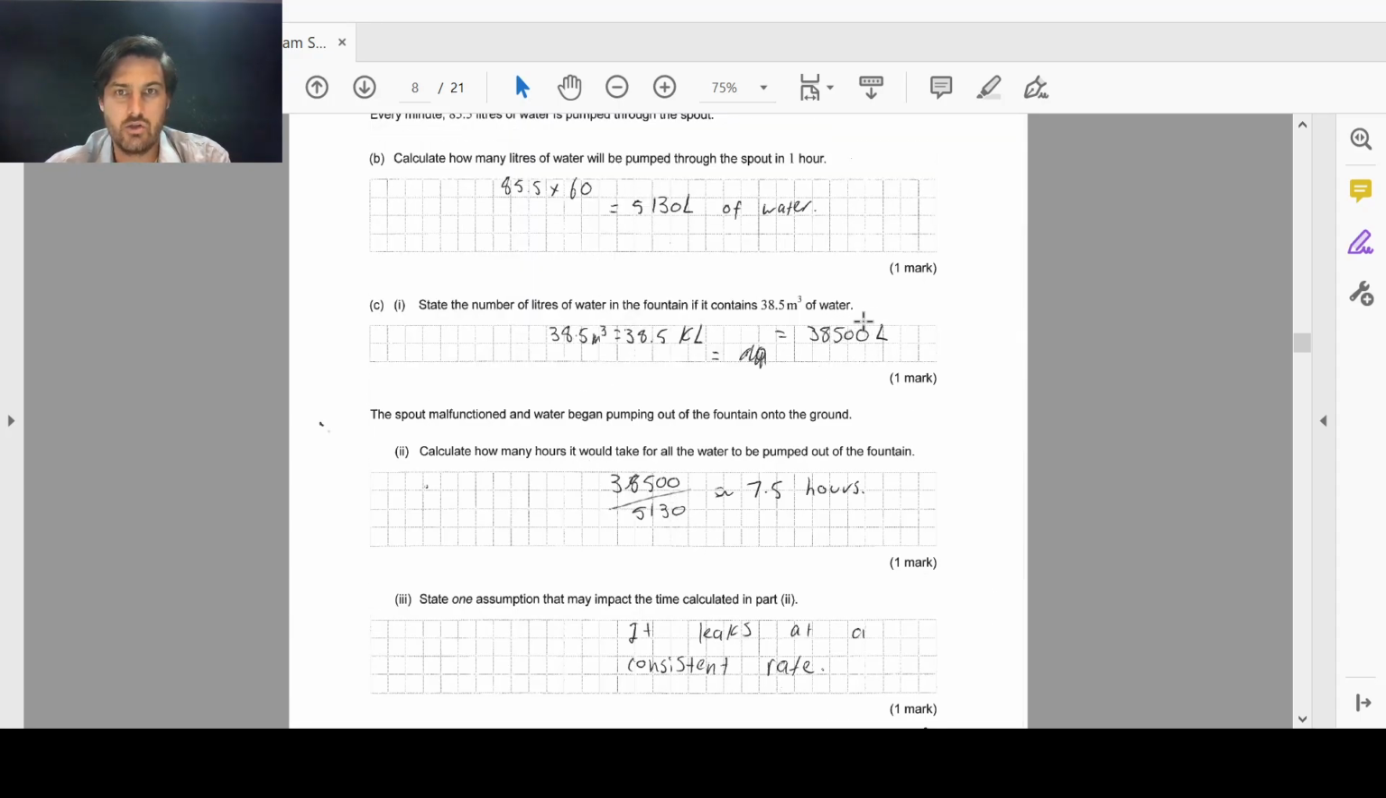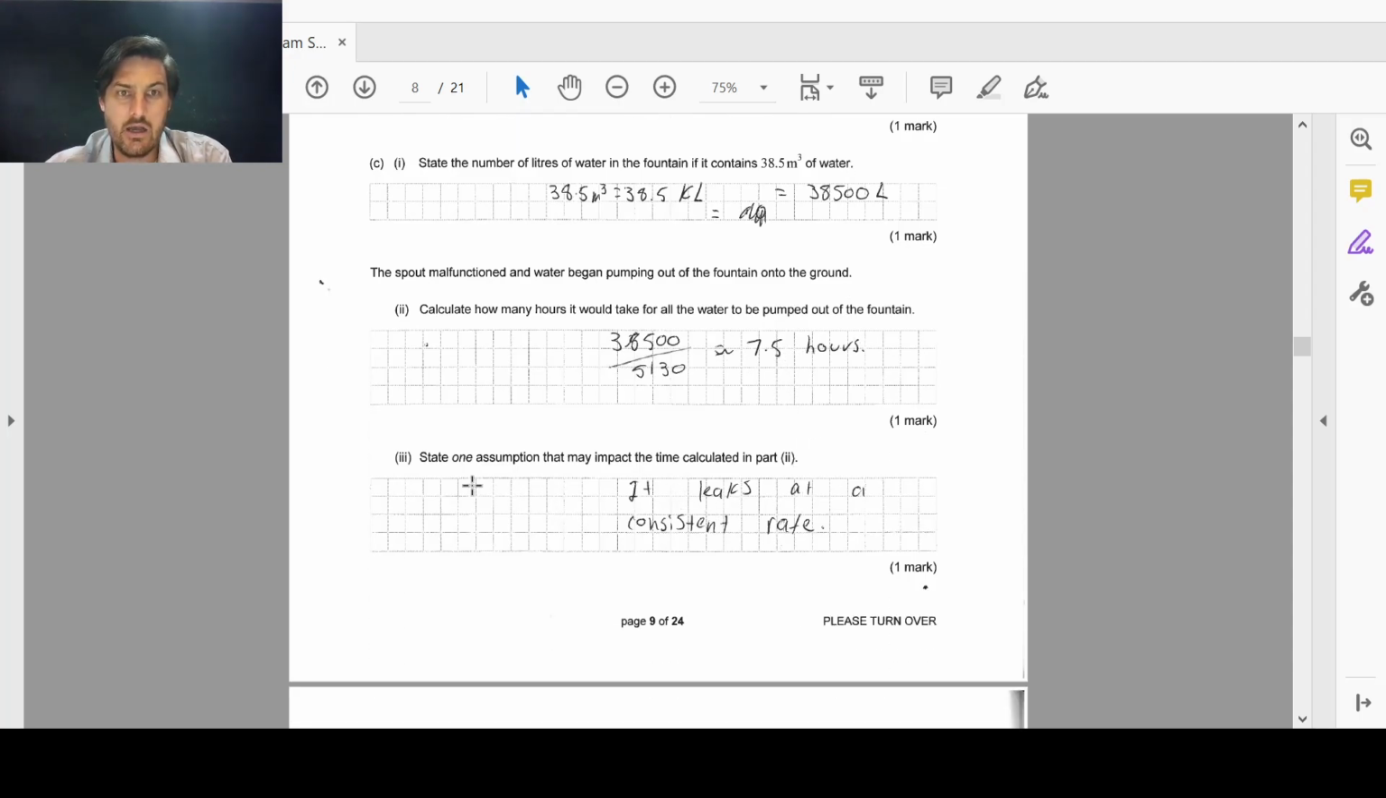Okay. So total amount of water, divided by how much water is pumped out the spout in 1 hour. All right, and then so it's 7.5 hours.